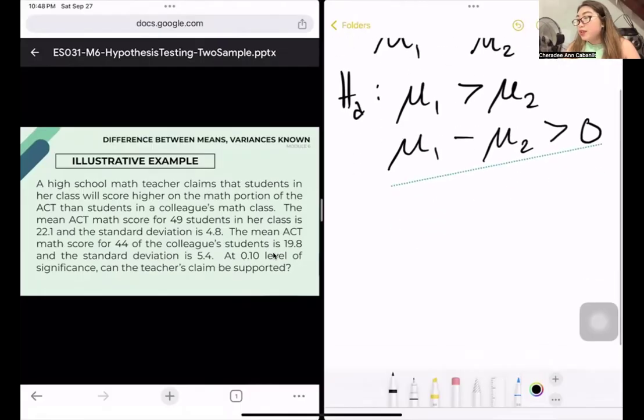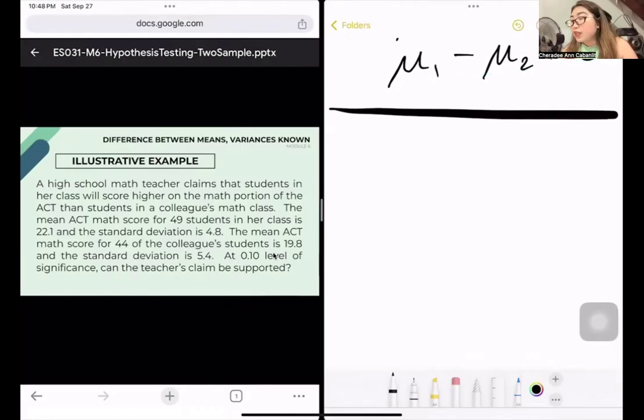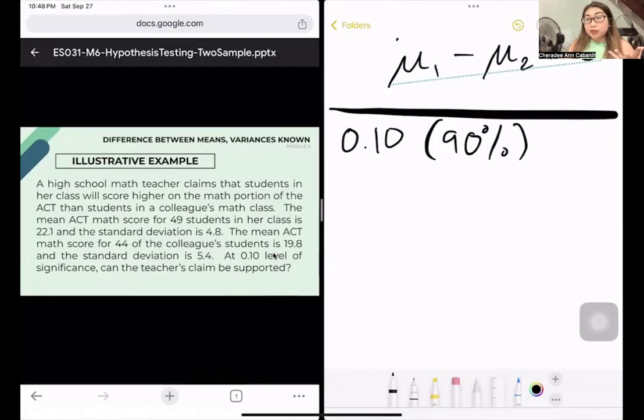Now, the second step is your level of significance. That's 0.1, or 10% level of significance, which we call a 90% level of confidence. Now the question is, is it one tail or two tails? Obviously we are going to use one tailed because it's greater than, so we're only focused on the right side of the region.